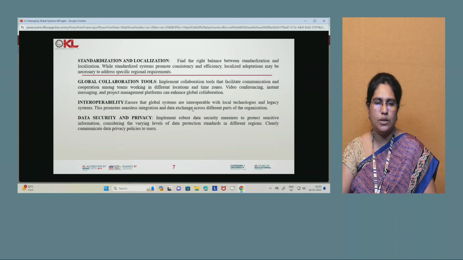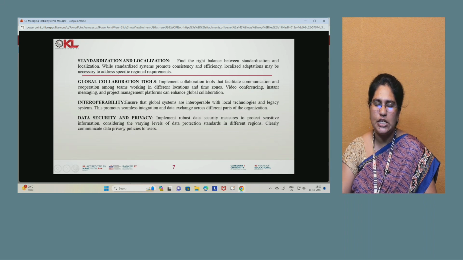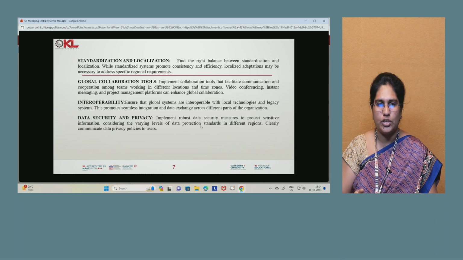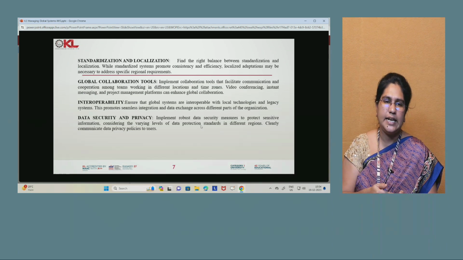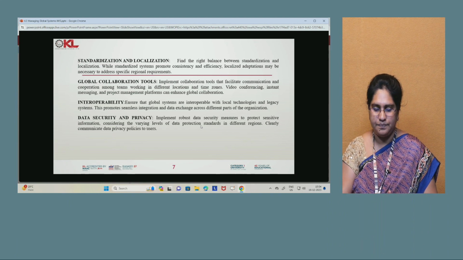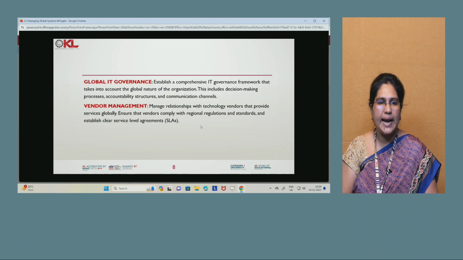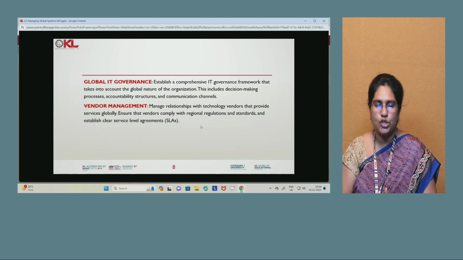So what is data security and privacy? This is to implement robust data security measures to protect sensitive information and consider the varying levels of data protection standards in different regions. Clearly communicate the data privacy policies to the user. What is global IT governance? It is a comprehensive IT governance framework that takes into account the global nature of the organization. It involves decision-making processes, accountability structures and also communication channels.